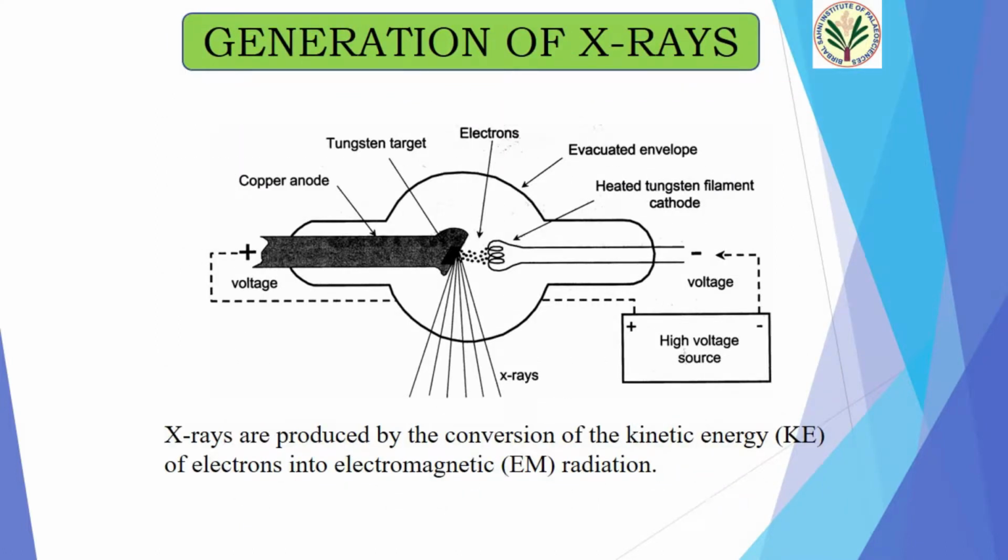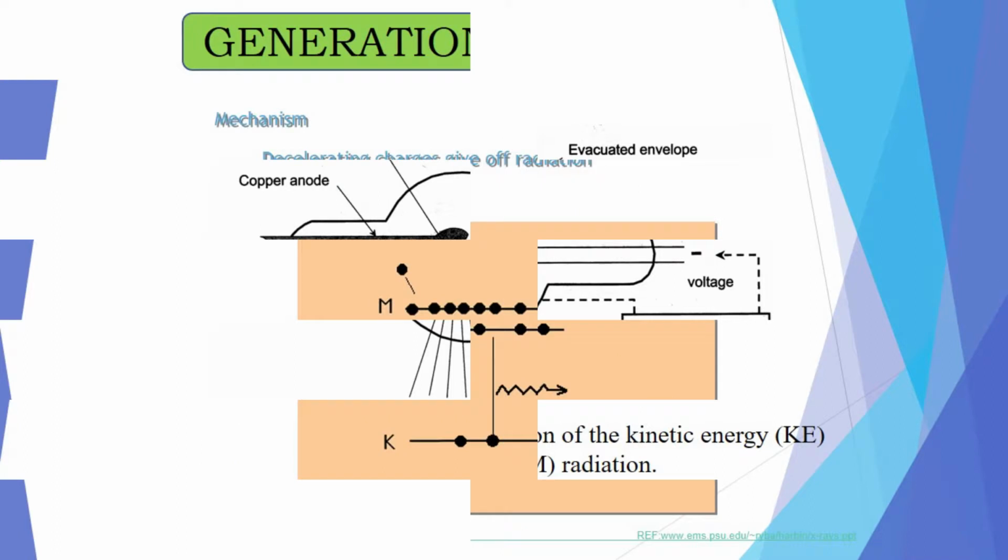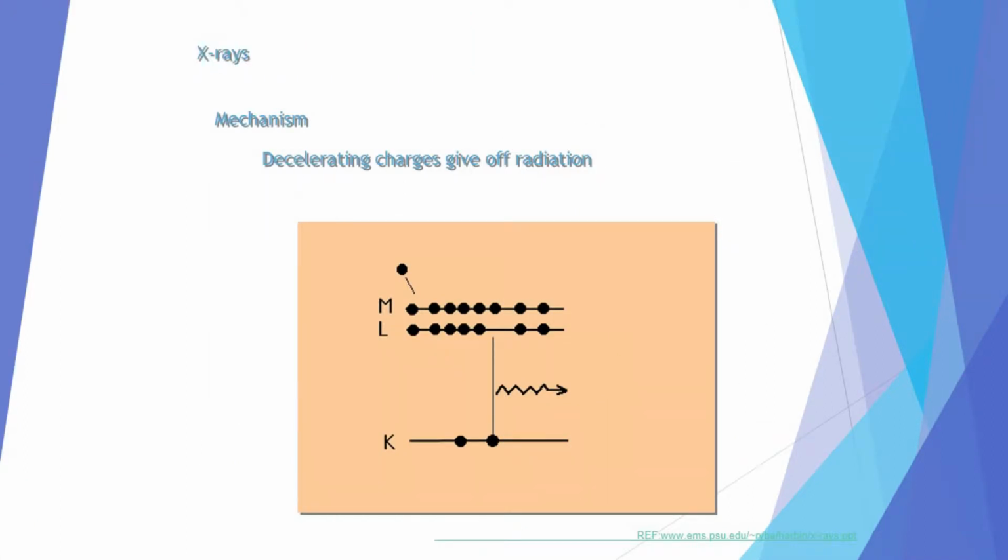Now, how are X-rays generated? X-rays are generated in a vacuum sealed tube where the tungsten filament is there. When the voltage is applied, the electrons from the thermionic effect will pass from the tungsten cathode to the anode, which generally is copper in our case, and X-rays are generated. Now, I'll be showing you the mechanism of X-ray production.